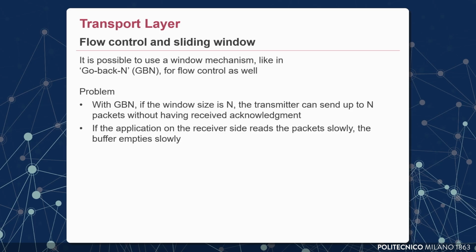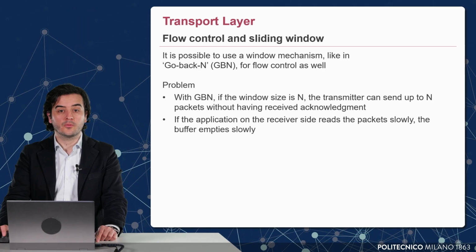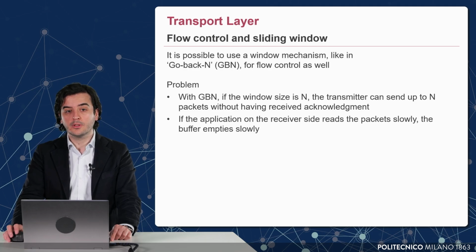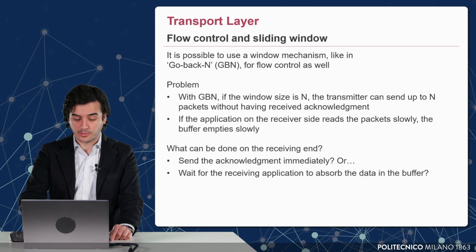However, the problem with the Go-Back-N is that the window size N defines also the number of packets that can be sent by the transmitter. With the Go-Back-N, we have defined that up to N packets can be sent without having received an acknowledgement. However, if the application on the receiver side reads the packets slowly, it is possible to arrive in a situation in which the packets need to be dropped because the buffer is simply full.